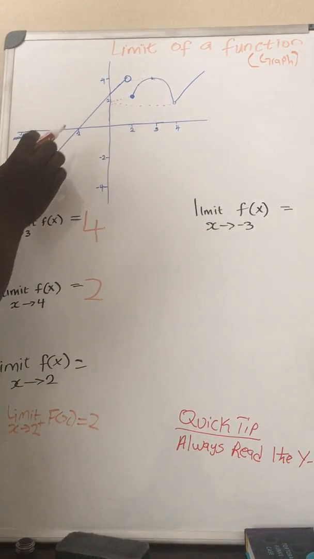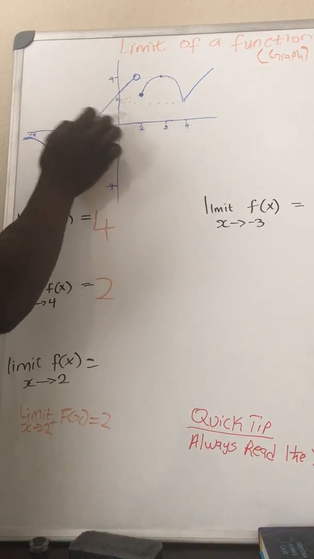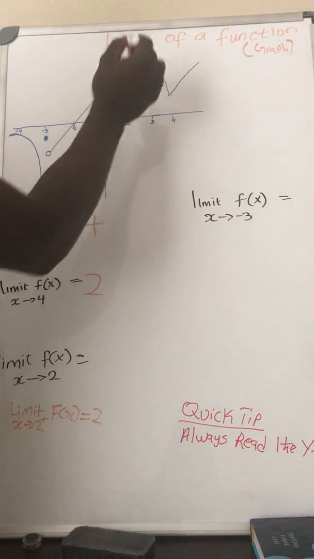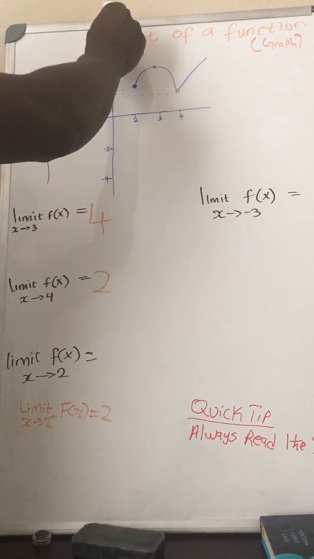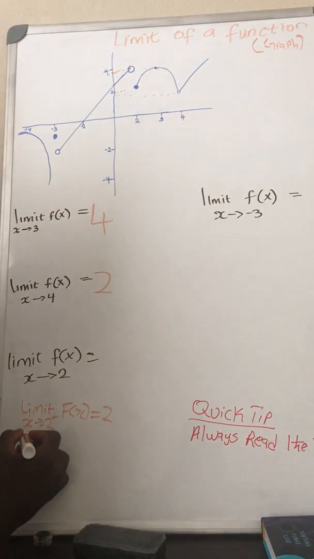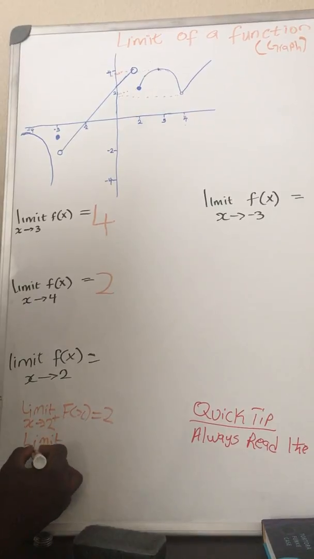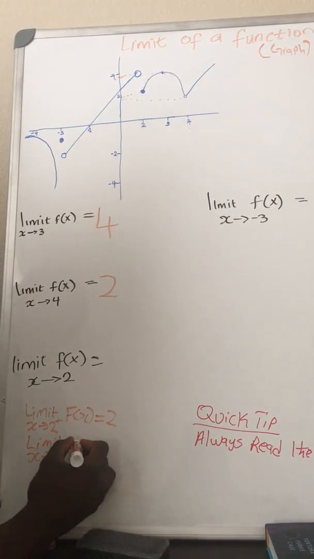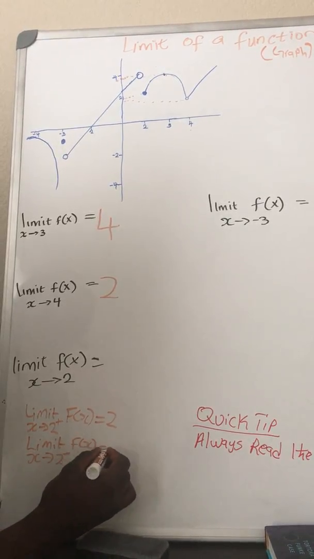Then we go to the left. The limit as x approaches 2 from the left. We approach 2 right here, so we read the y-axis. That's 4. So therefore the limit as x approaches 2 from the left, which is negative, of f of x is 4.